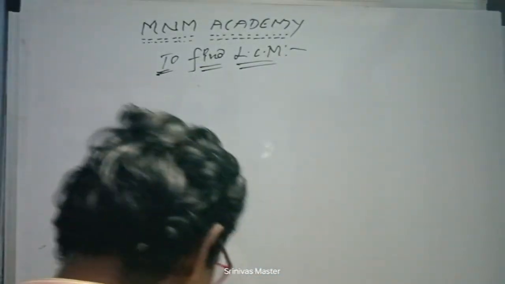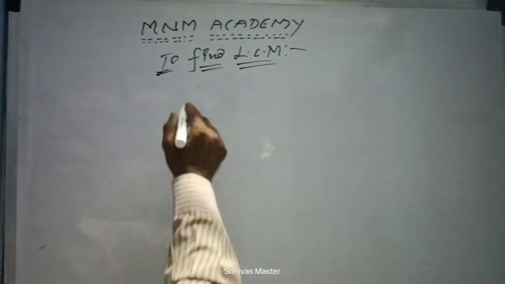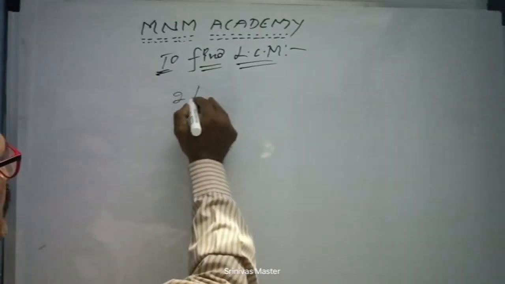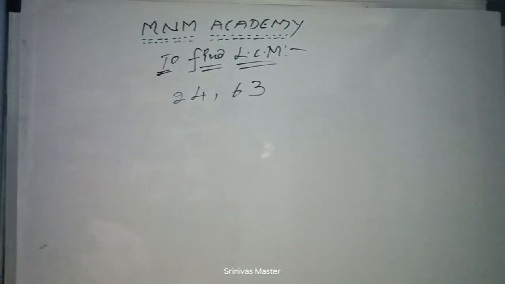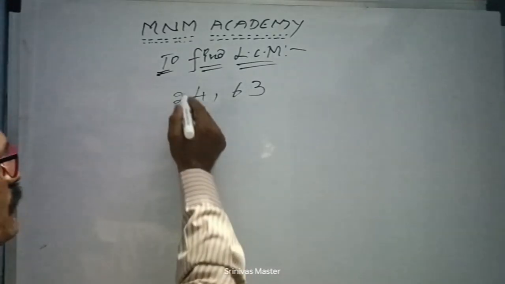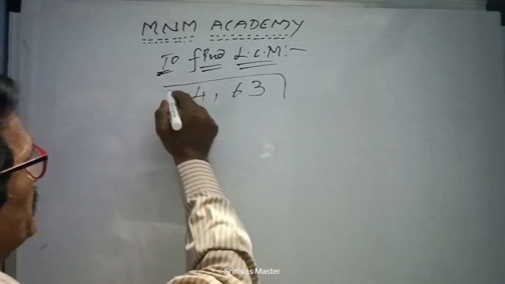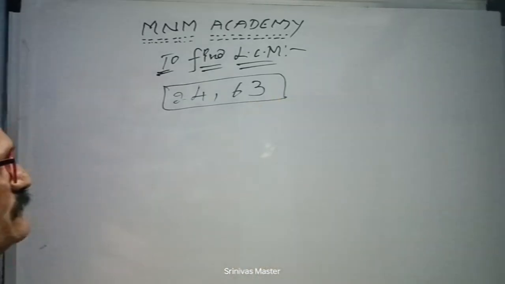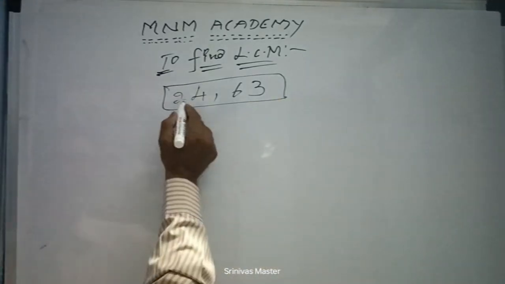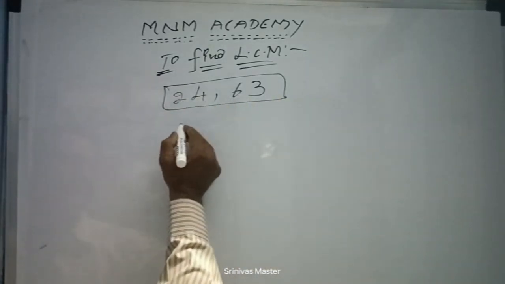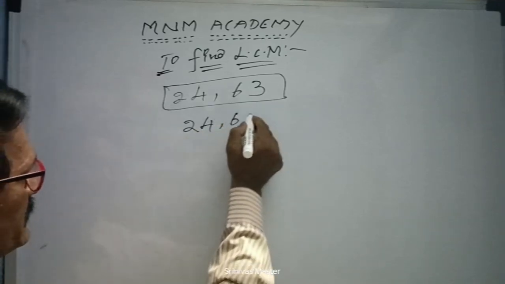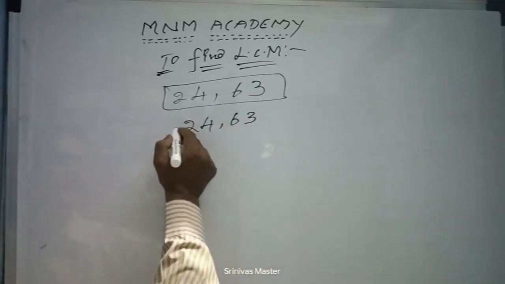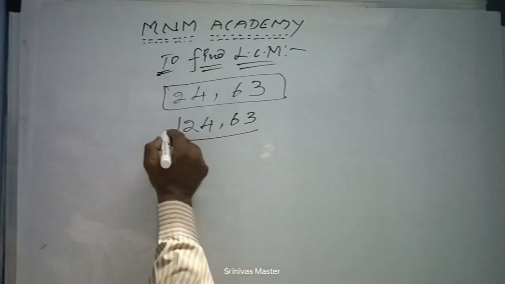Just now I told you, children, suppose you take 24 and 63. How to find the LCM of these two numbers? Take it in the same method that I told you before. 24, 63. Okay children. Then what table will go?